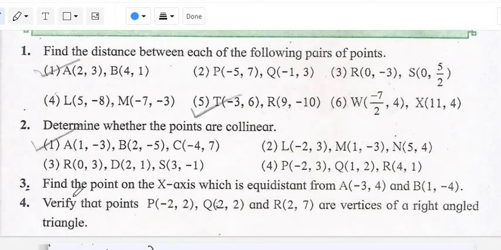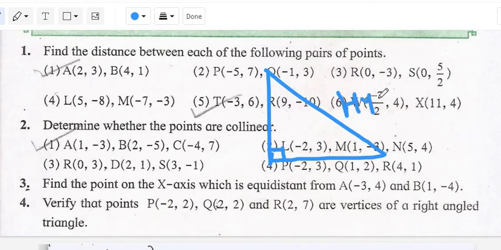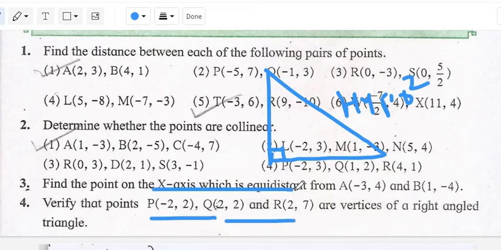The next one is: verify that points P(-2, 2), Q(2, 2) and R(2, 7) are the vertices of a right angle triangle. Here what is given? Right angle triangle. That means this type of triangle. When these three are vertices of a right angle triangle, the hypotenuse square is equal to the sum of the squares of the remaining two sides. Then we have to find out distance PQ, distance QR and distance PR.